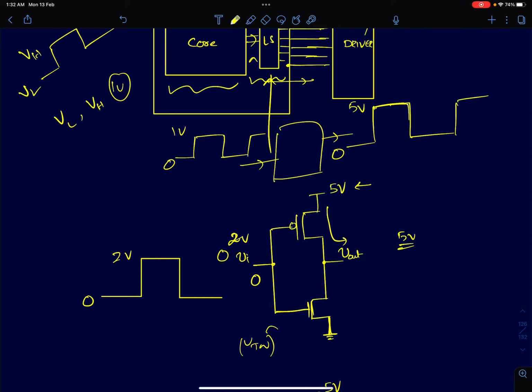The problem arises when the input is high, that is 2 volts. And let's assume the input level is high enough to turn on the NMOS. It's greater than the VT of the NMOS. So these two devices will be high voltage devices. Okay, we have built the CMOS inverter using a high voltage device. I'm assuming that the VT of the NMOS device is lower than the high voltage of the input signal.